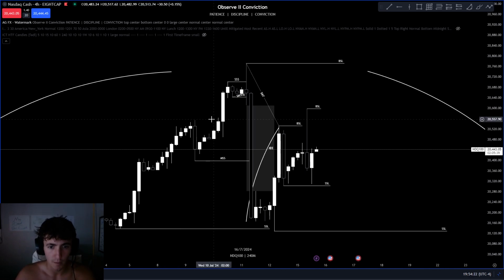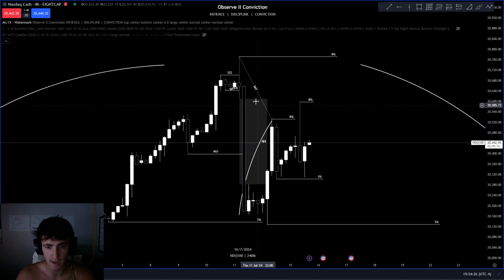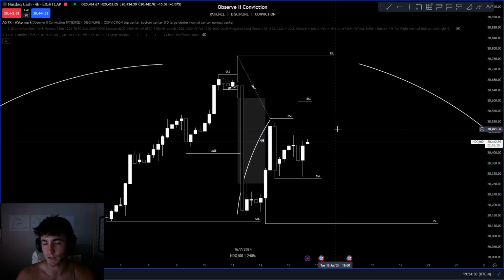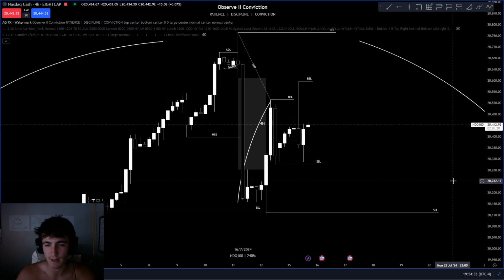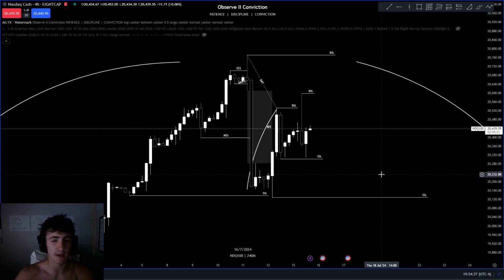As you can see, when we had this imbalance right here, eventually price came down and filled the whole imbalance. And we have this big imbalance right here, and price came back into it to fill it. Think of it as an empty cup and water needs to go into it. It doesn't have to fill the cup fully, but at least a little bit.